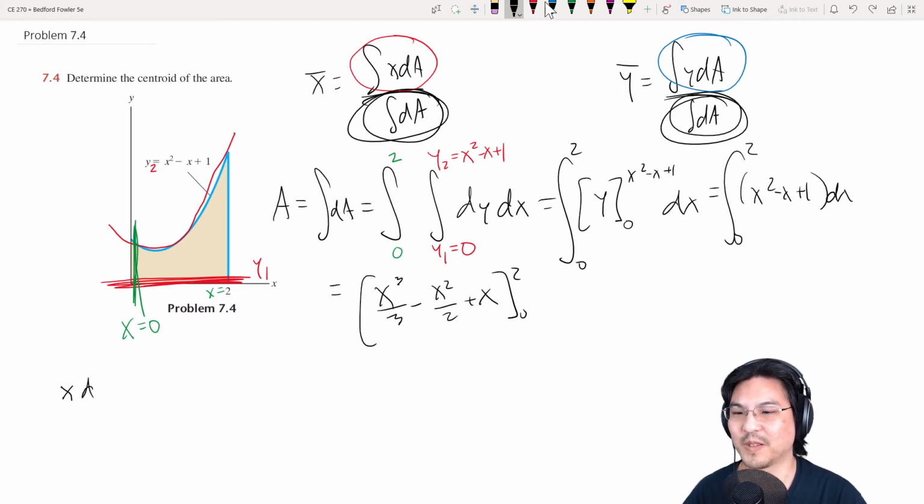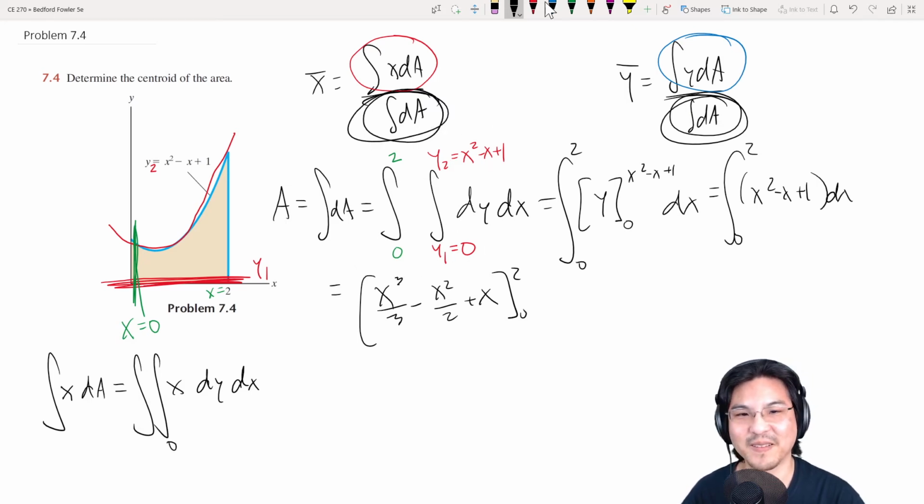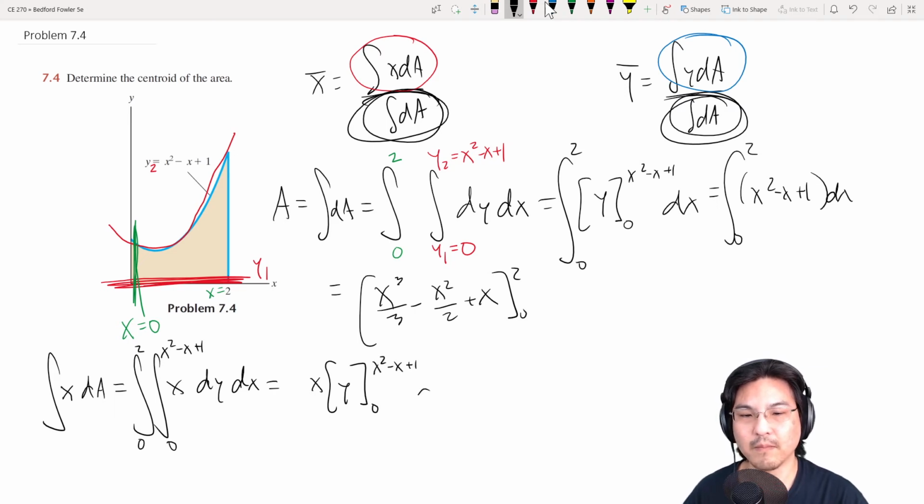There's just the numerator, right? So let's split up dA into dy dx like this. And then I can just recycle these limits of integration, right? x from 0 to 2. Okay, so then integrate x dy is y from 0 to here. And then evaluate this.